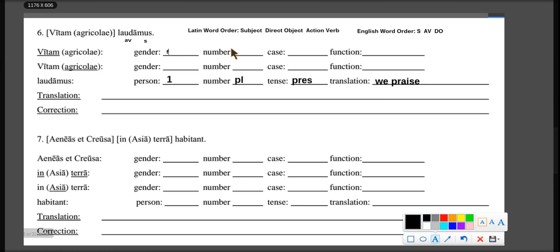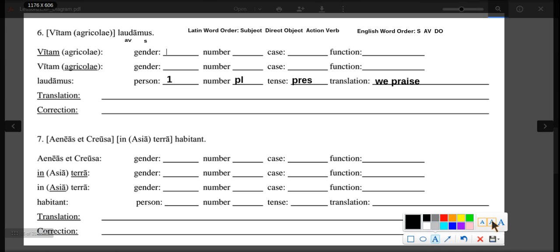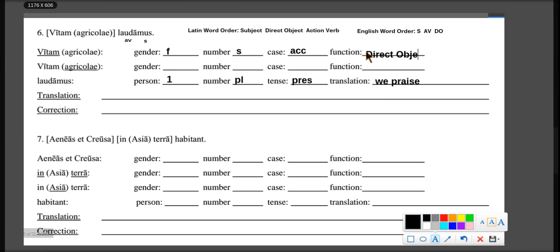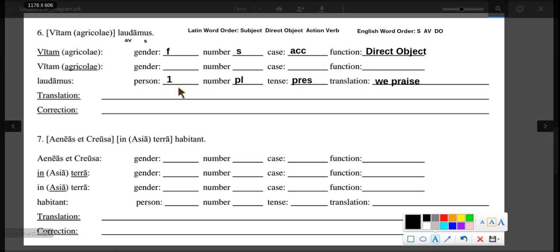You can tell that in Latin based off of the ending on it, remember? So our gender, since it's first declension, we have primarily feminine genders. Number, am is singular. Case would be accusative. And our function would be direct object, as we stated. And that leaves us with agricolae left.